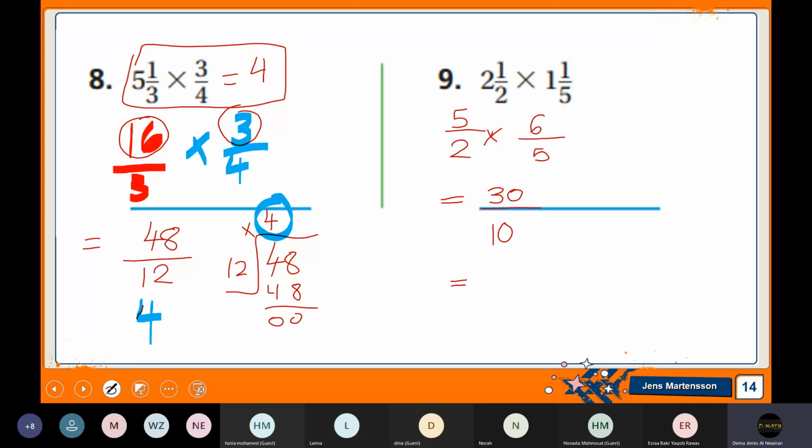What is the number that you multiply by 10 to give you 30? 1 times 10 is 10. 2 times 10 is 20. 3 times 10 is 30. So the answer is what? 3. Thank you so much, Lamia.